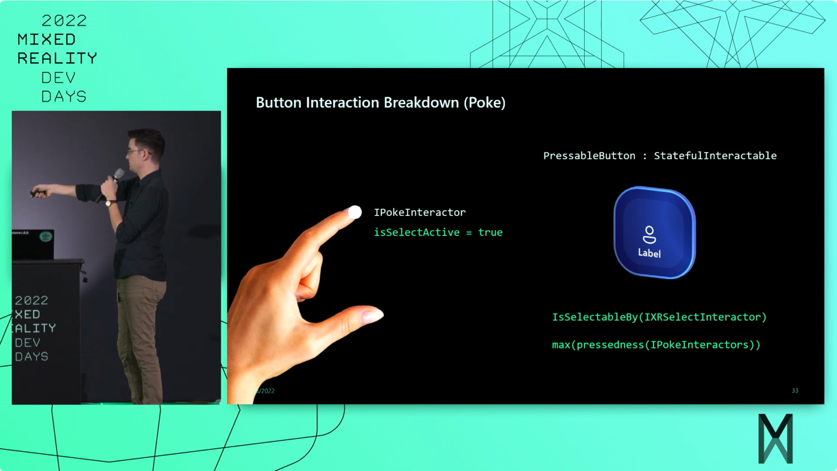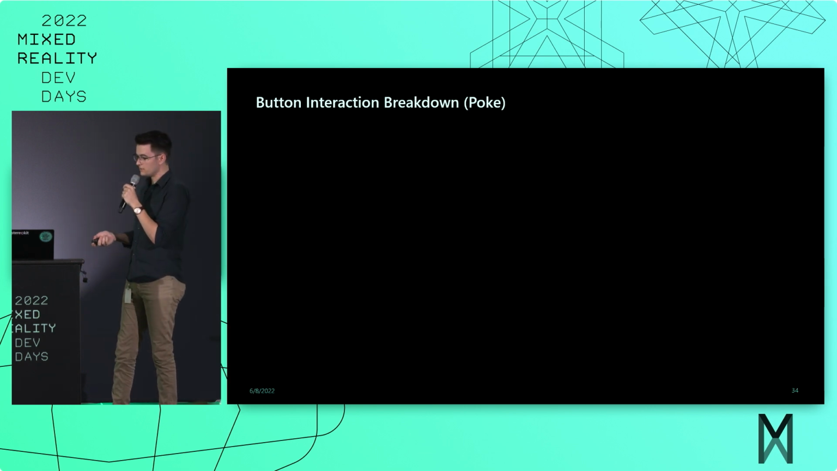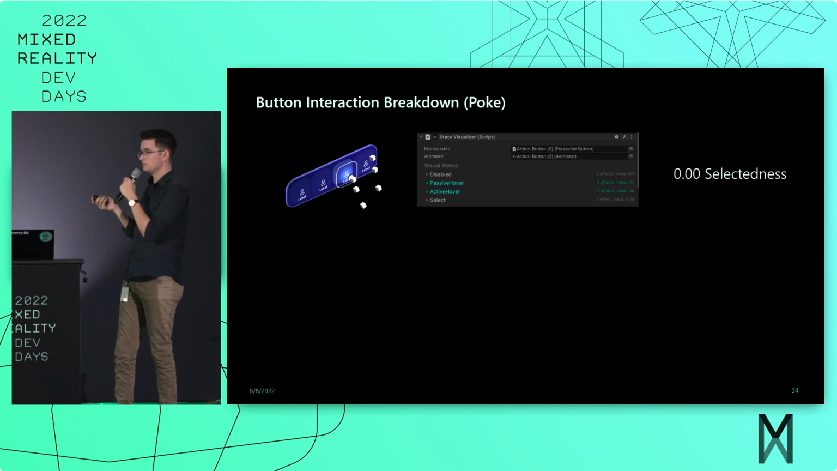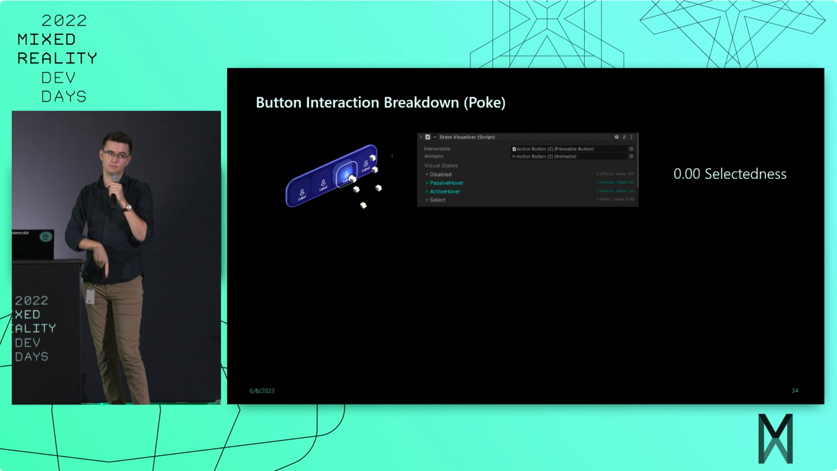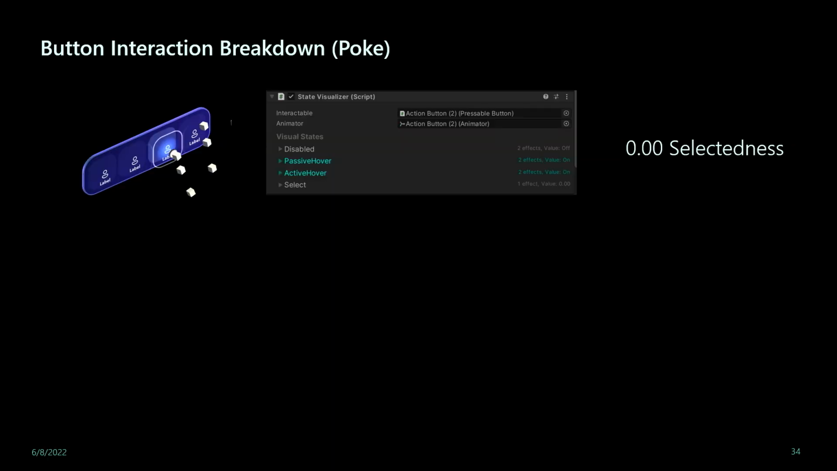Of course, you can have any number of these poke interactors participating with this button, and so you end up with a max function of the pressedness of all of these interactors. So what does this look like in terms of the interaction states? We haven't talked about state visualizer yet. That's something I'll be talking about in my later talk within the UI systems. But for now, you can think of it as a nice way to show which states are actually active right now. For example, when your finger is near the button, that's considered a hover.